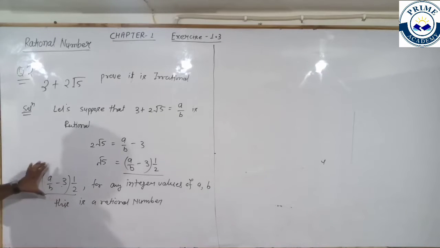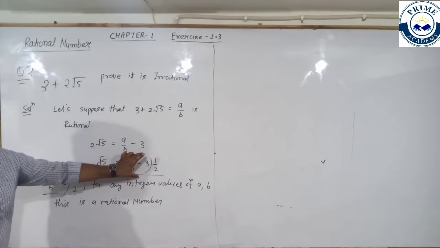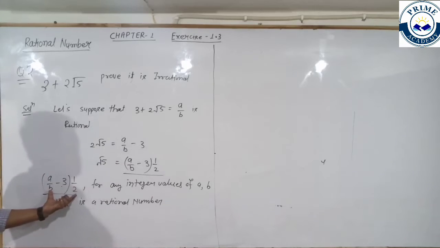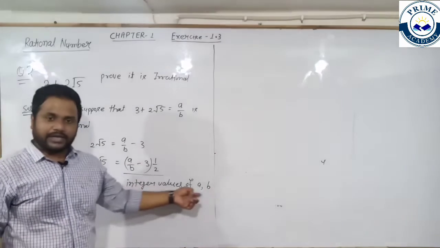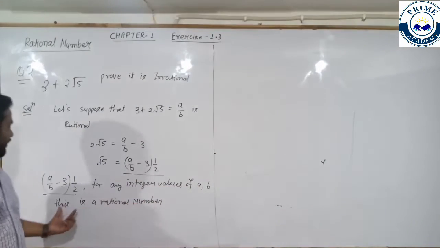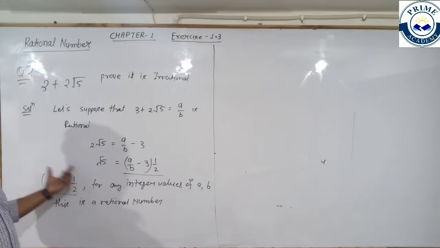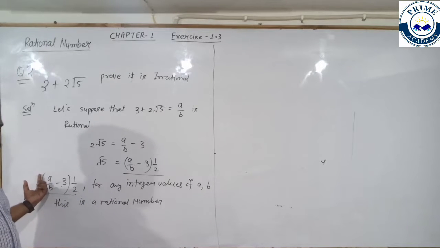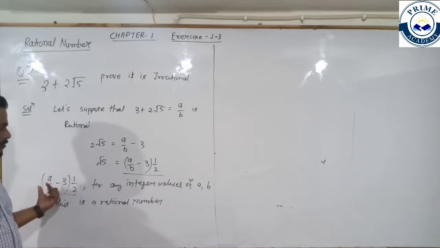That means what? ये जो टर्म्स है, 5 के अपोजिट क्या है, ये जो टर्म्स है, फॉर एनी इंटीजर वैल्यू ऑफ ए एंड बी, ए और बी के इंटीजर किसी भी वैल्यू के लिए ये टर्म्स रेशनल हो सकता है, ठीक है, ये रेशनल हो सकता है.